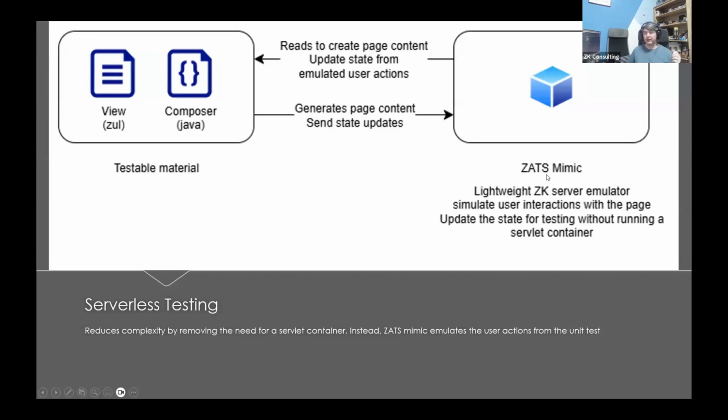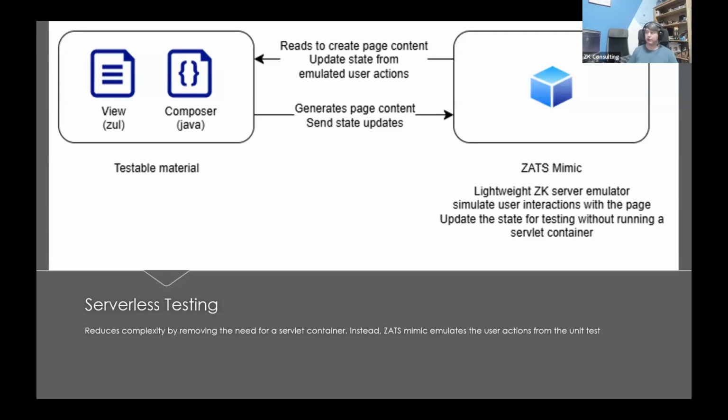ZATS Mimic is our servlet emulator that is part of the ZATS framework. What it does is it replaces your servlet container. It's going to be able to instantiate pages based on a ZUL file and a composer. It's going to be able to send updates to those pages. So we're talking user interactions like clicks, selecting items, opening, closing different windows inside of the container.